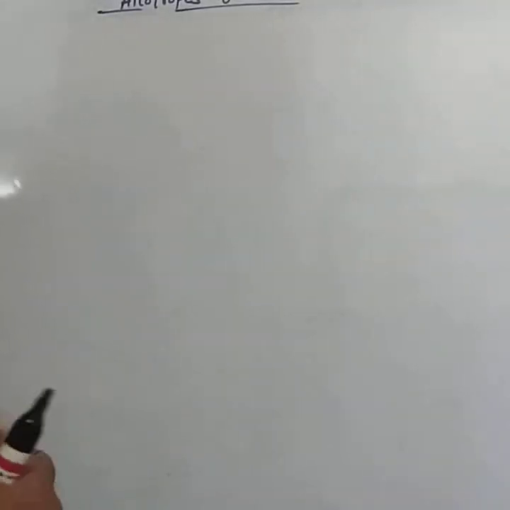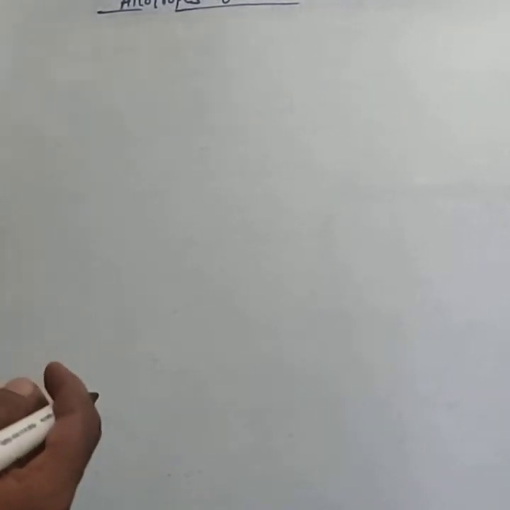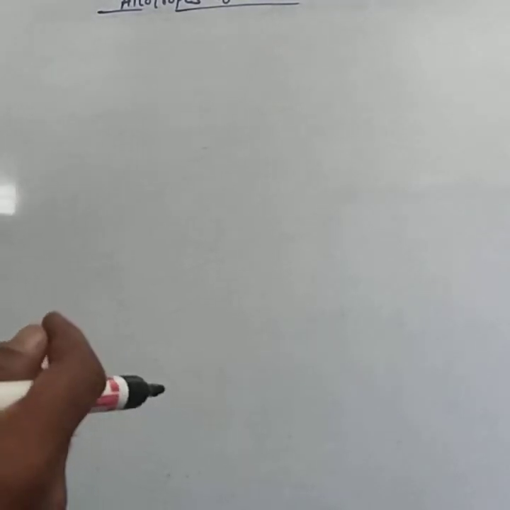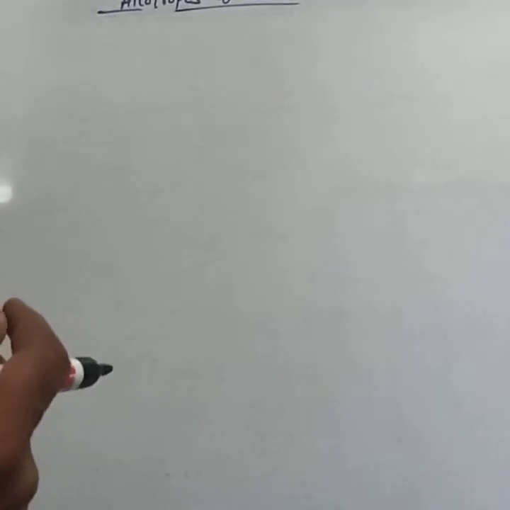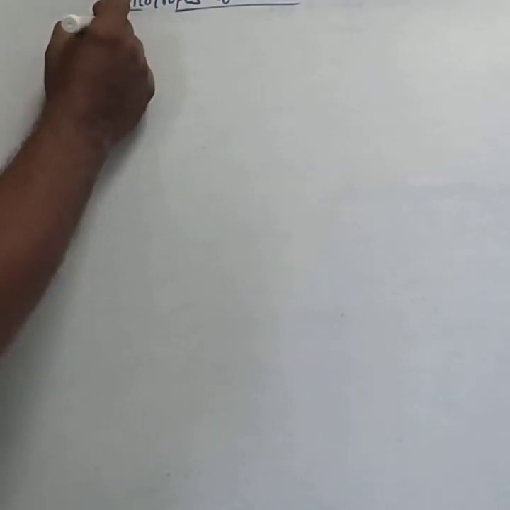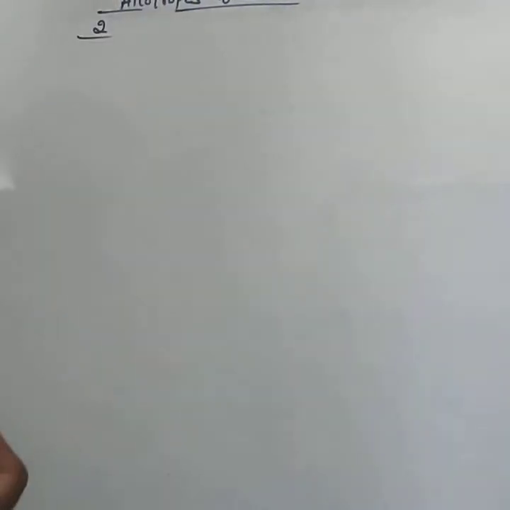Hello students, in the last class we discussed the ozone. In this class we will study the allotropes of sulfur, that is, sulfur and its compounds. Before going to sulfur and its compounds, first we discuss the allotropes of sulfur. Sulfur mainly forms two important allotropes.